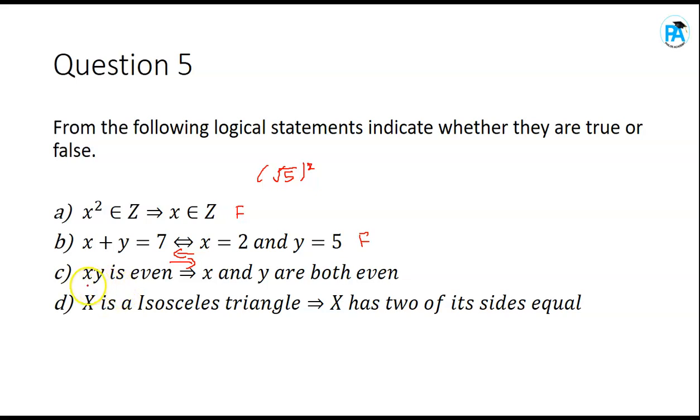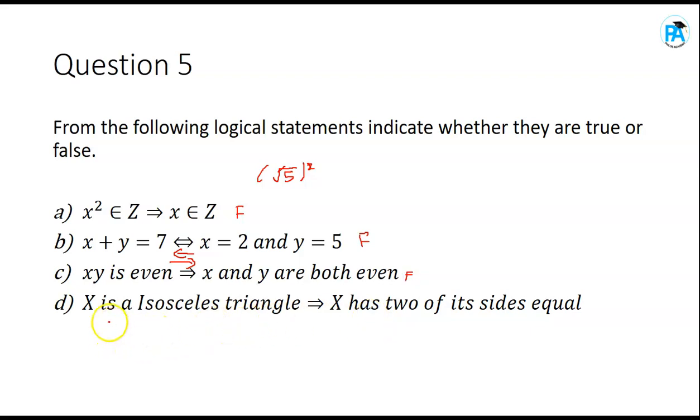Let's take x to be 2 and y to be 3. So 2 times 3 is 6, so it's even. But x is even and y is not even because y is 3. It's not an even number. So it means that x and y are not both even. So it's not true. This is also false.